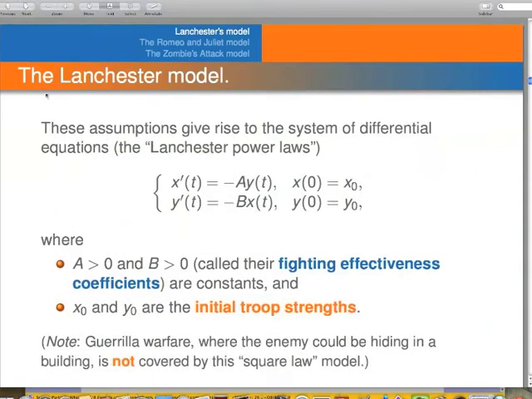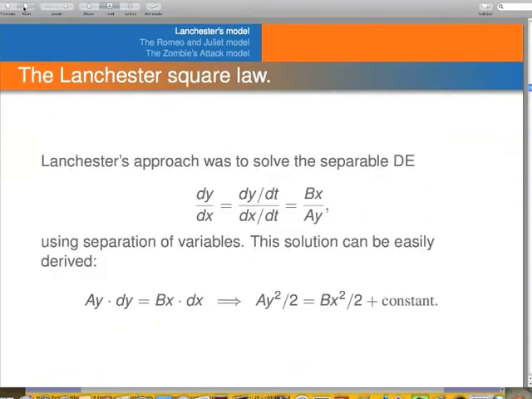And these differential equations are called Lancaster's equations. x' = -ay, y' = -bx. This is the Lancaster model here. Sometimes a and b are called the fighting effectiveness coefficients. And x0 and y0 are the initial troop strengths.